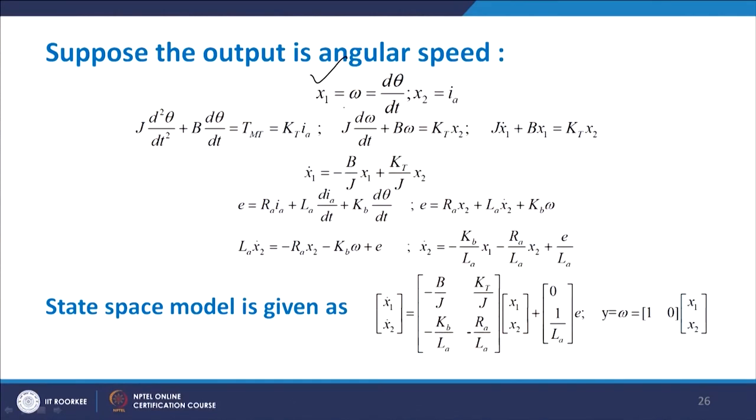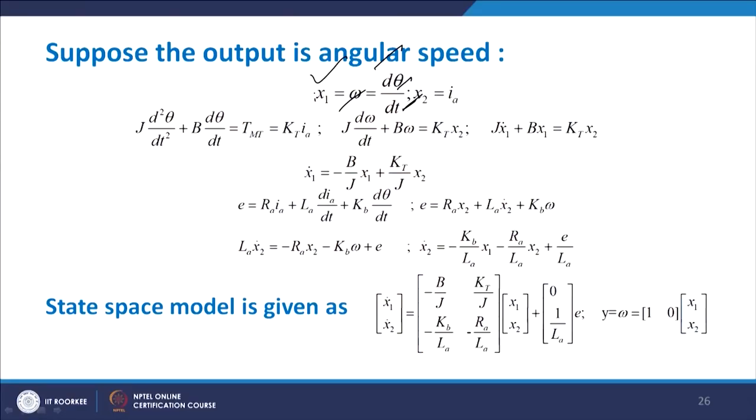Now we have to change the variables, so my variable now is x1 equal to omega equal to d theta by dt. There is no need for a position variable here because we require speed. If you want position, we take x1 equals theta, which we saw last time, but here our purpose is speed. The second variable, because we also have to control the armature current, is x2 equal to ia. So we write the expression J d square theta by dt square plus b d theta by dt equals the motor torque k2 into ia. Now d theta by dt equals omega, so it is replaced: j d omega by dt plus b omega equals k2 into x2, that is, j x1 dot plus b x1 equals k2 into x2. Now this equation is solved.